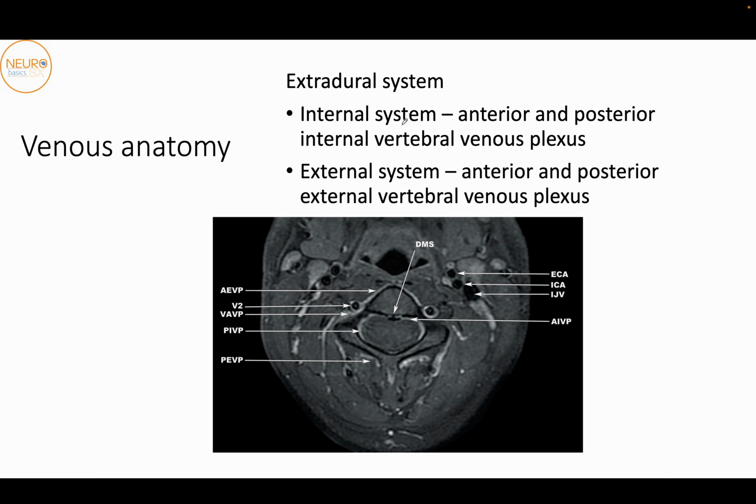There's an internal system here, and there's an external system here. The internal system basically again is going to be located within the spinal canal, but outside the dura. Right? So here, this contrast enhancing structure that you're seeing all around is the internal extradural system. So you have an anterior and then a posterior internal vertebral venous plexus. There is also an external system which is outside the vertebral bodies. So you have an anterior external system and a posterior external system. Now, most of these are connected by valveless veins. So there's a lot of retrograde venous drainage which can happen through any of these systems.